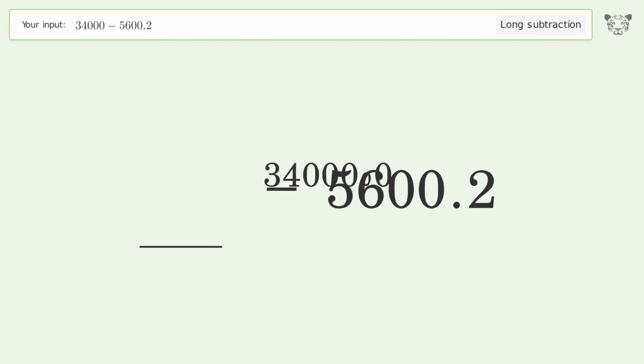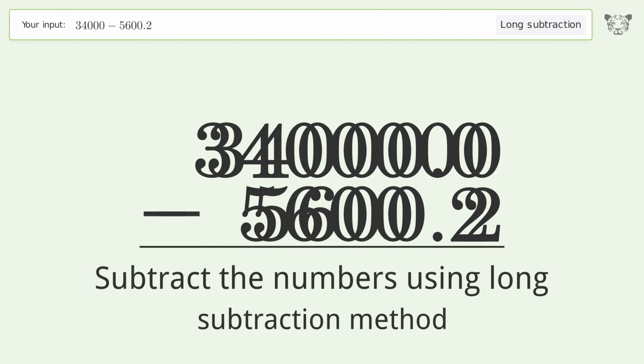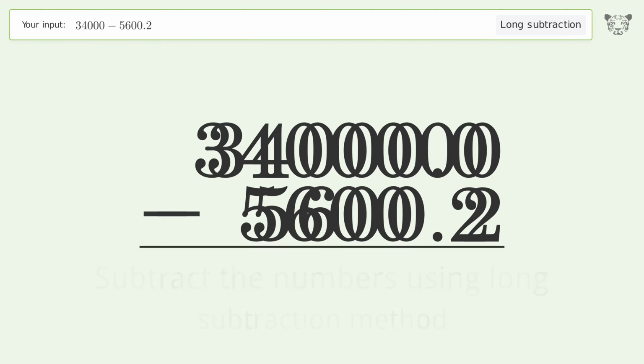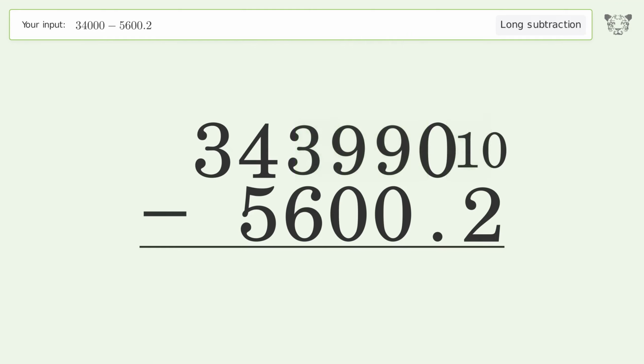Rewrite the numbers from top to bottom, aligned by their place values. Put zeros in the blank number places. Subtract the numbers using long subtraction method. Because the upper digit, 0, in the tenths column is too small to get a positive difference, borrow 1 from the number to the left, 4,000, which becomes 3,999, and get 10.